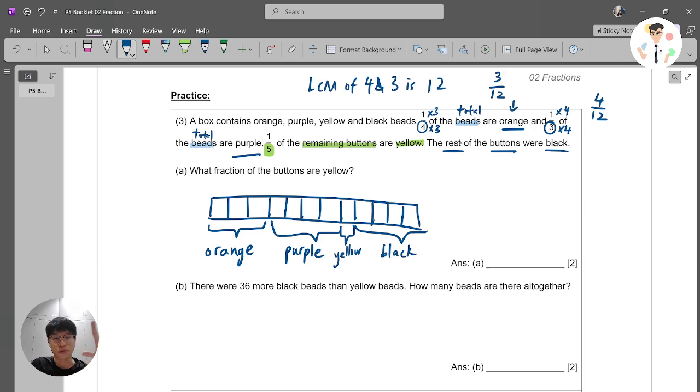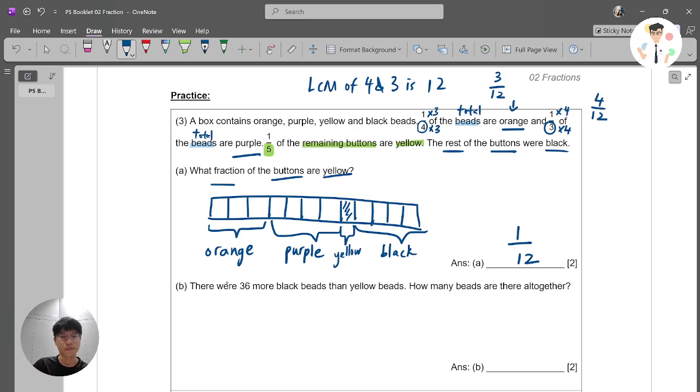Okay, so I have gotten most of the things already. Now, the question: what fraction of the beads are yellow? Yellow is only 1 unit, right? So 1 out of how many? 1, 2, 3, 4, 5, 6, 7, 8, 9, 10, 11, 12. So I know there are 12. Make sense? Okay, let's move on. By the way, all this concept I just shared is very, very important to solve the rest of the word problems that you'll be seeing even in P5 and P6.